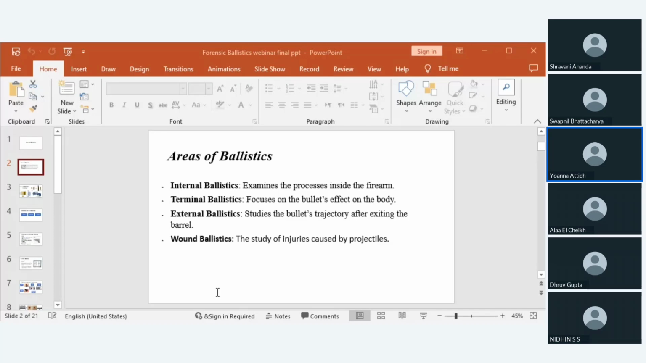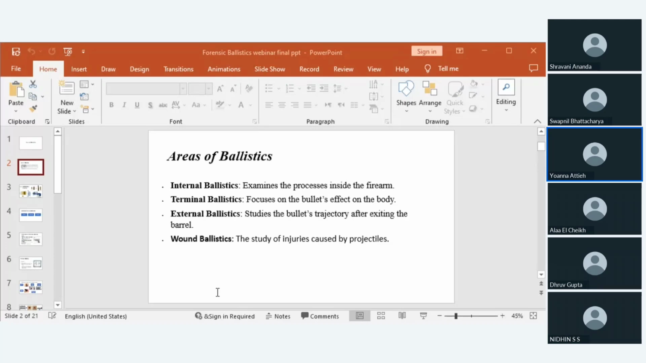We have the internal ballistics. This area focuses on the processes occurring inside the firearm from the moment the trigger is pulled until the projectile exits the barrel. The terminal ballistics pertains to basically the effects a projectile has once it strikes a target, such as a body or certain surfaces, and it plays a critical role in understanding the injuries caused by gunshot wounds.